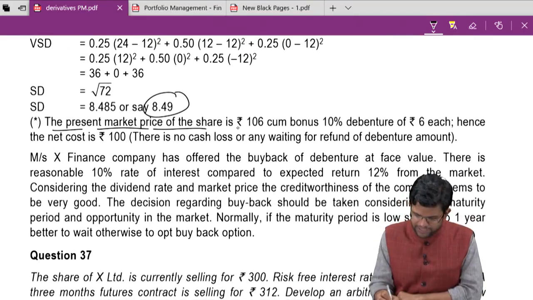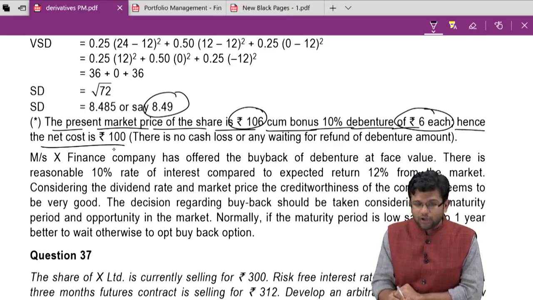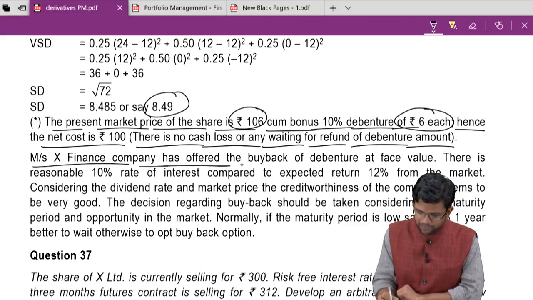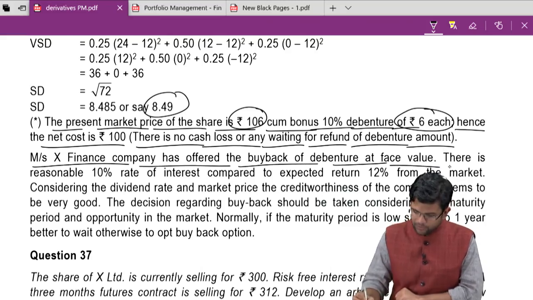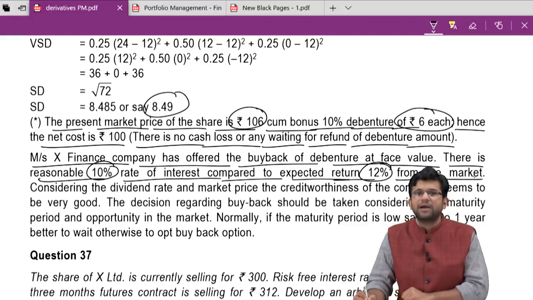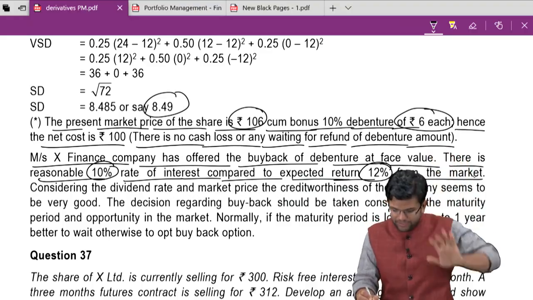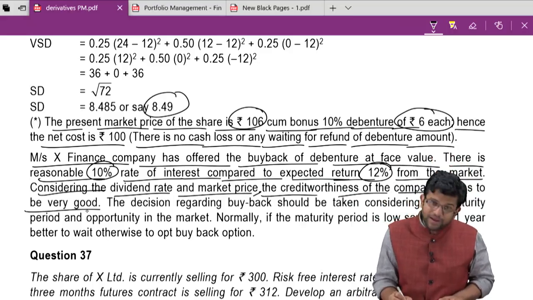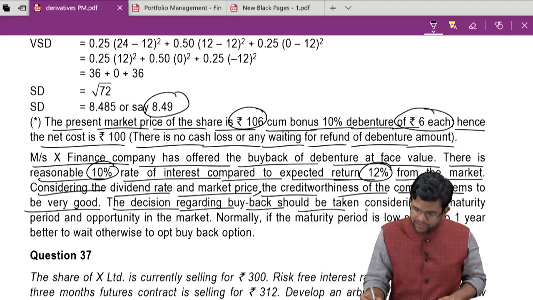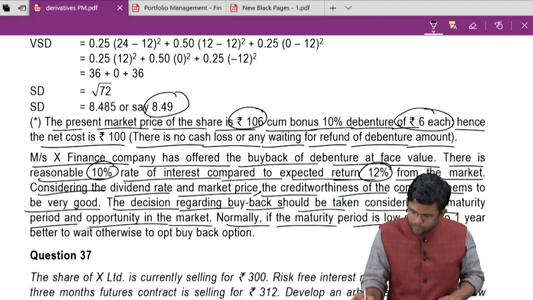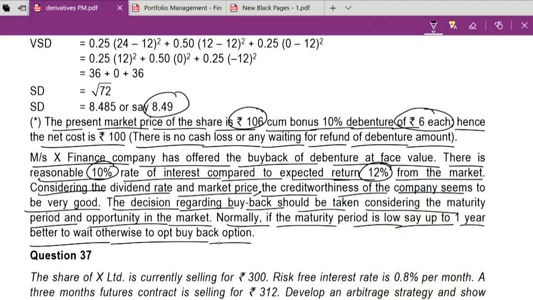The present market price of the share is 106, cum bonus 10% debenture of 6 each. Hence the net cost is 100. There is no cash loss or any waiting for refund of debenture amount. Now this company has offered the buyback of debentures at face value. There is reasonable 10% rate of interest compared to expected return of 12% from the market. Okay, so I'm reading ahead, explanation I'll do later, okay? Considering the dividend rate and the market price, the credit worthiness of the company seems to be very good. The decision regarding buyback should be taken considering the maturity period and the opportunity in the market. Normally, if the maturity period is low, say up to 1 year, better wait, otherwise opt for buyback option.